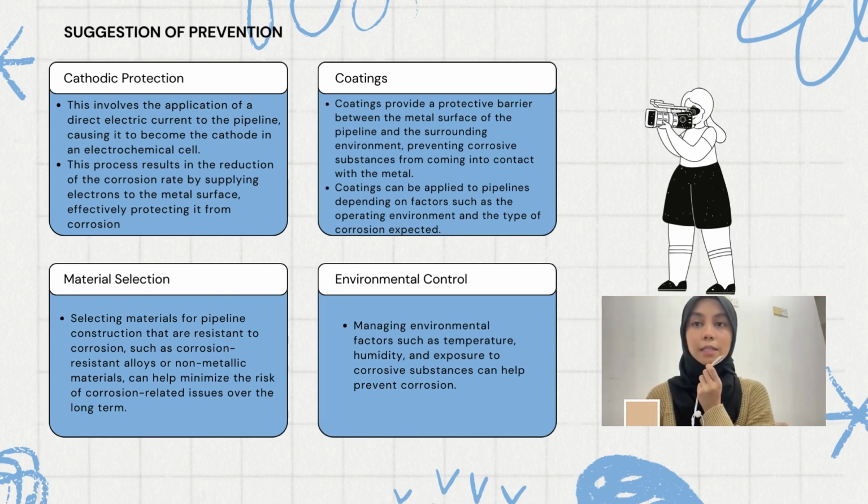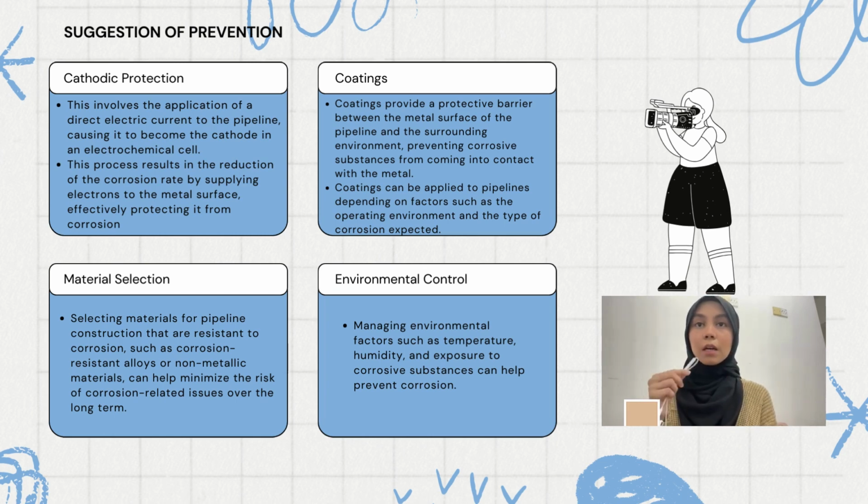Next is the material selection. Selecting materials for pipeline construction that are resistant to corrosion, such as corrosion-resistant alloys or non-metallic materials, can help minimize the risk of corrosion-related issues over the long term. You need to choose the correct material, and this also depends on the environment. For example, for a reducing environment, use nickel or copper alloy, but for an oxidizing environment, use chromium-based alloys.